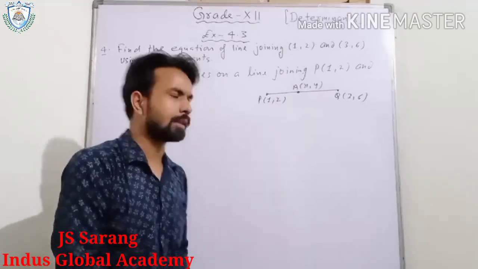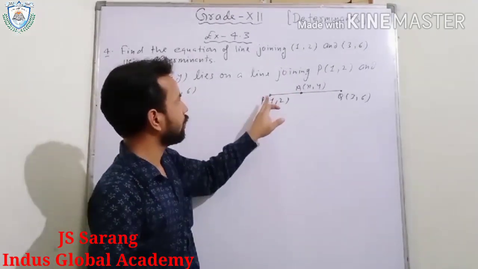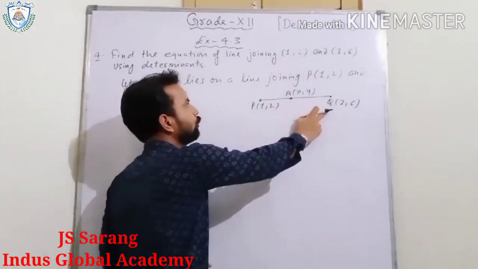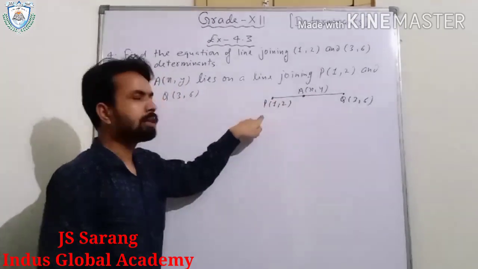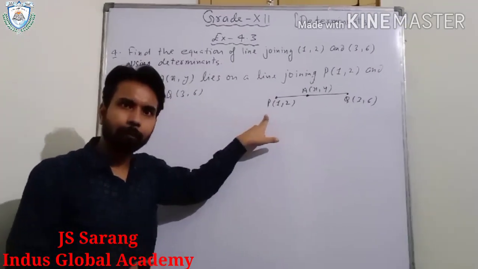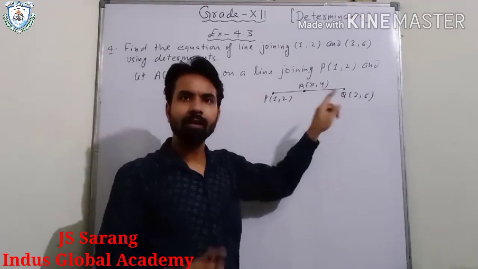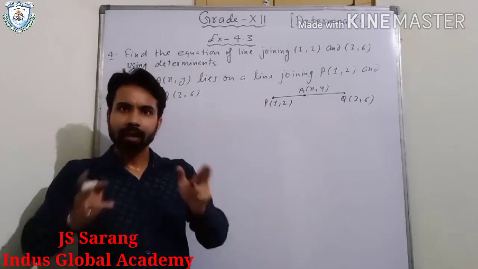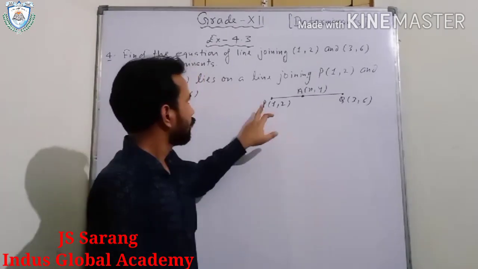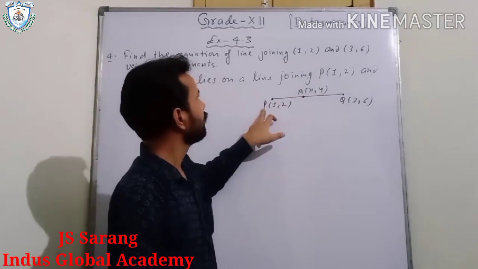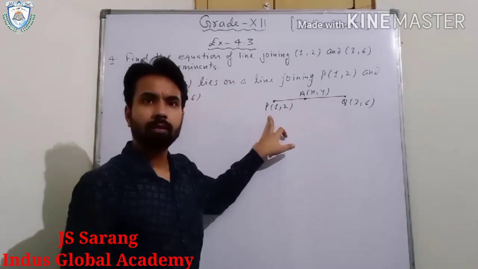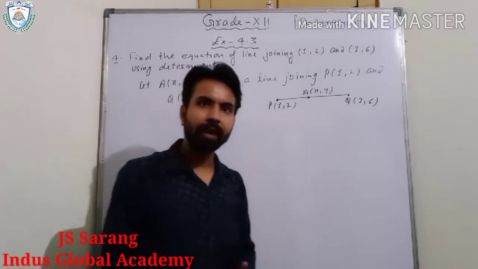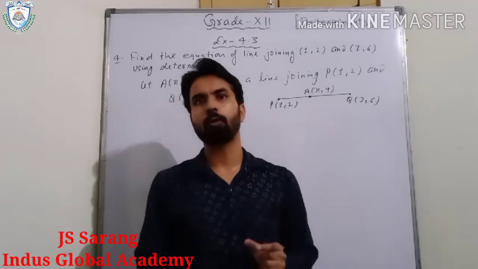So what is the meaning of this? If point A lies on a line joining the points P and Q, that means points P, Q and A, all these 3 points are collinear. Understood or not? So here all these 3 points are collinear. Or if all these 3 points are collinear, then the area of the triangle of these 3 vertices will be 0. Understood? If 3 points are collinear, then the area of the triangle will be 0. So we will use this property here.